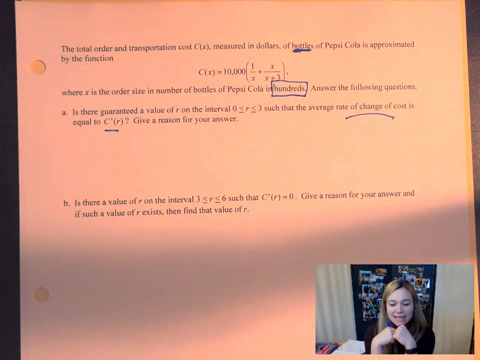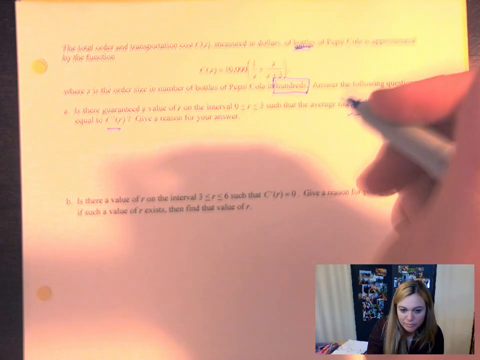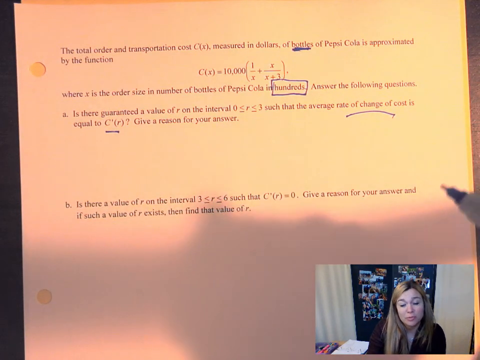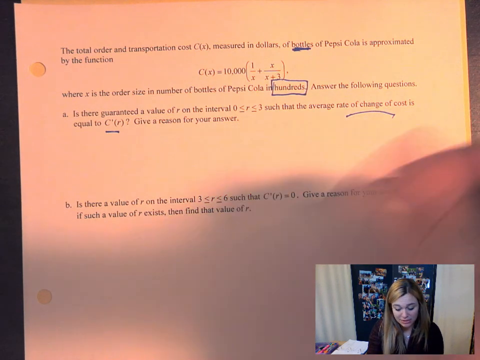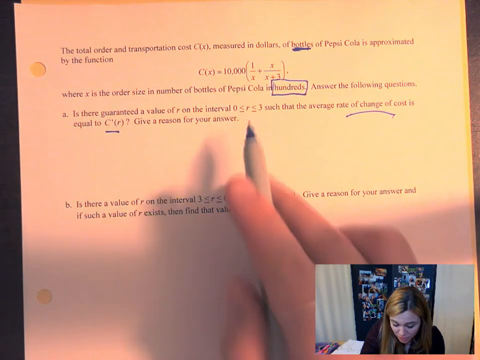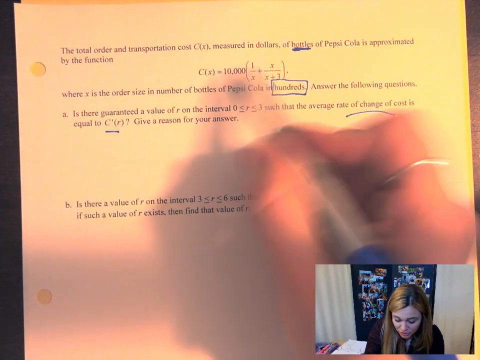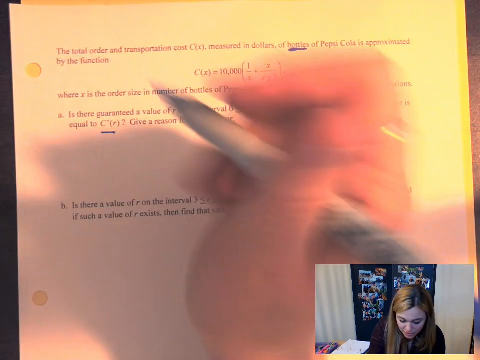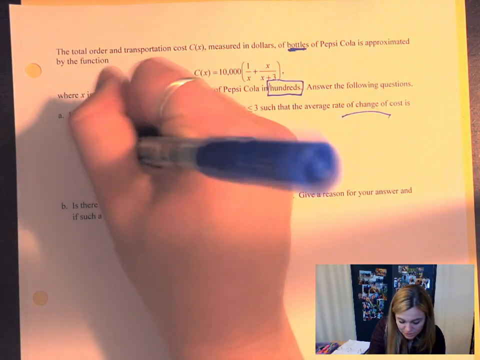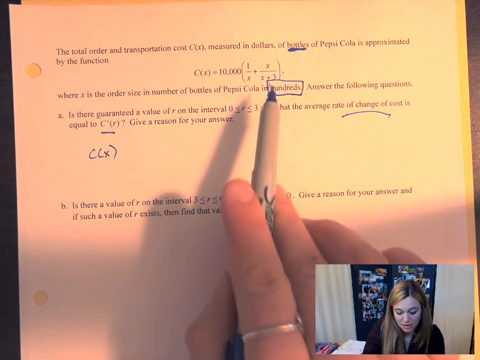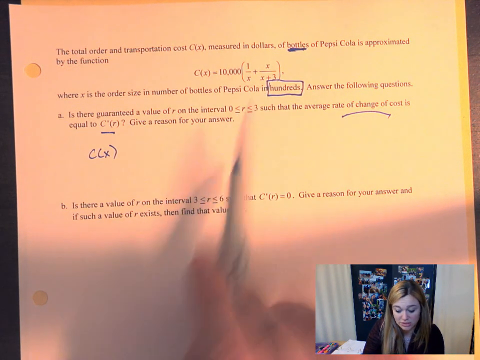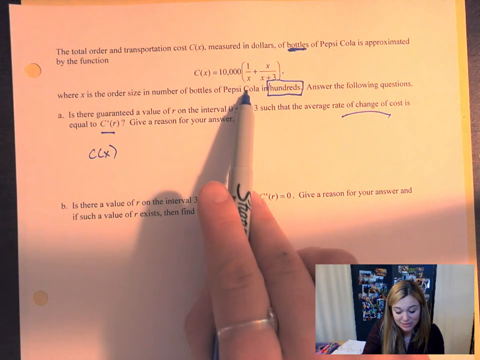Average, mean value theorem. So in this one, for the mean value theorem to be applied, what has to be true? The function has to be continuous in the closed interval and differentiable in the open interval. If I'm looking from 0 to 3, and I look at c of x, are there any values where c of x is not continuous?